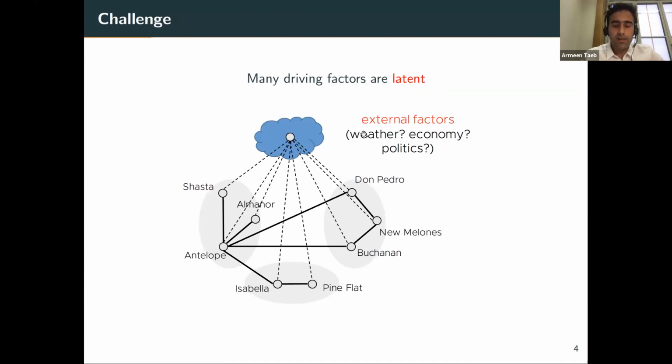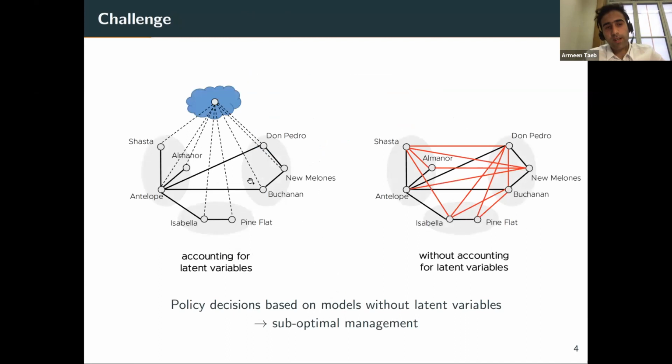Now, to illustrate the importance of accounting for latent variables, on the left, I have the reservoir network with the latent variables. The dotted lines represent their effect on the reservoirs. The solid edges represent the conditional dependencies between the pair of reservoirs. So this is dependency after accounting for all external factors. On the right is what happens if you marginalize out the effect of the latent variables, or do not account for them. You get these spurious edges that are shown in red. In some sense, these are not real. And what I mean by that is that they appear simply because you've not accounted for all relevant phenomena. And policy decisions based on models without latent variables, the one on the right, may lead to suboptimal management.